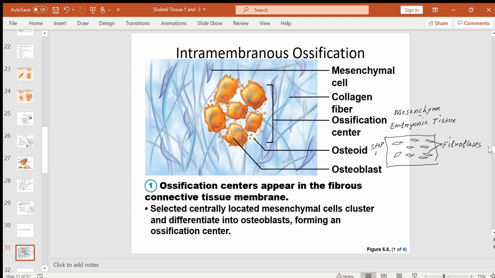Then what happens inside that embryonic or mesenchymal membrane? The fibroblasts are converted to young bone cells called the osteoblasts. So some fibroblasts, those located in the center part, will be converted to osteoblasts.